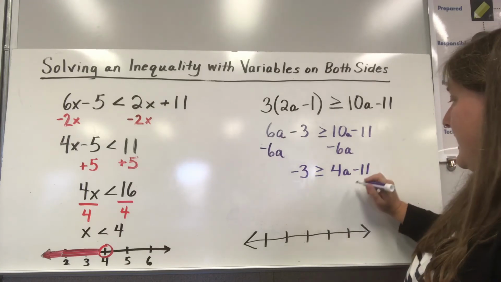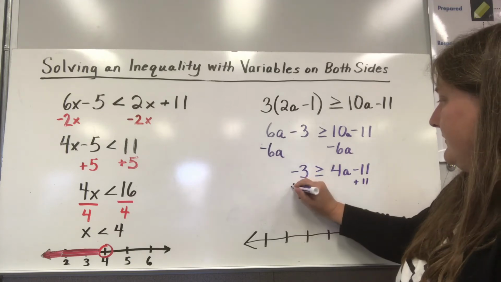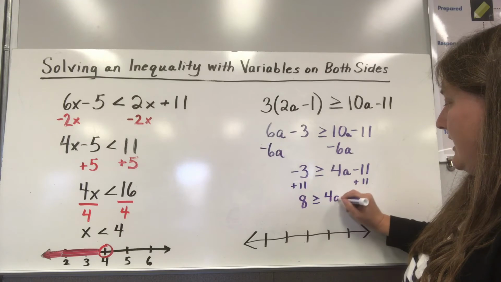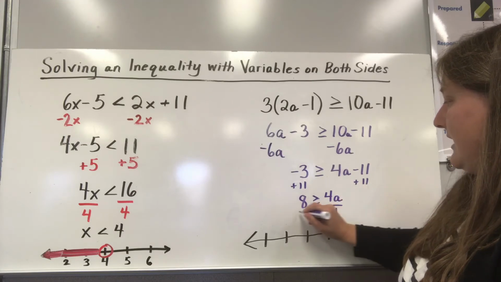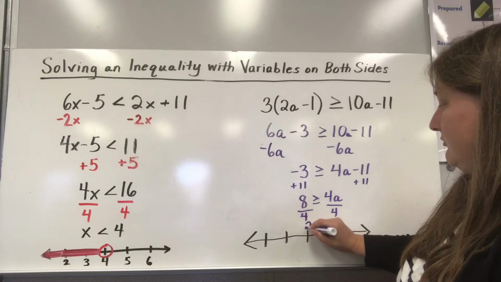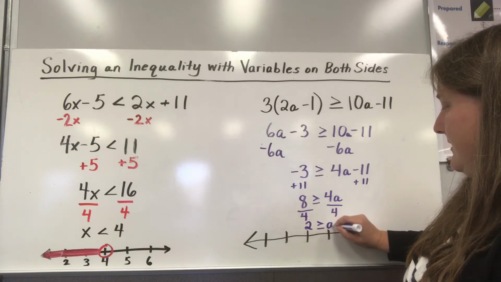For my next step, I'm going to add 11 to each side, and I'm going to be left with 8 is greater than or equal to 4a, and my final step is to divide each side by 4. And so my final answer is 2 is greater than or equal to a.